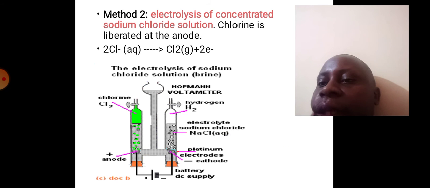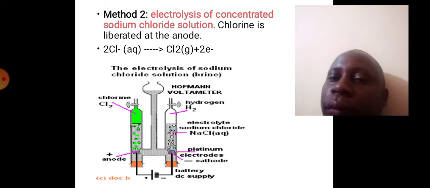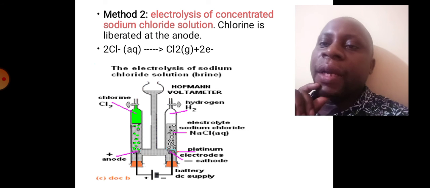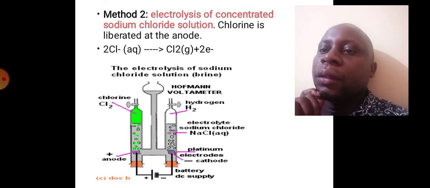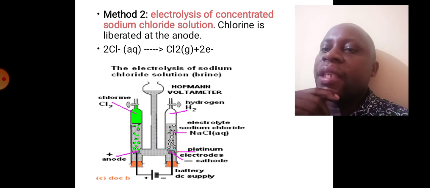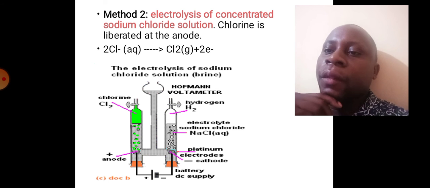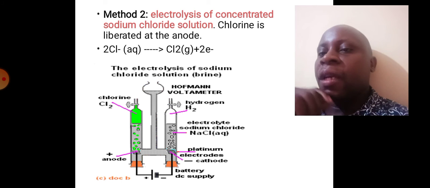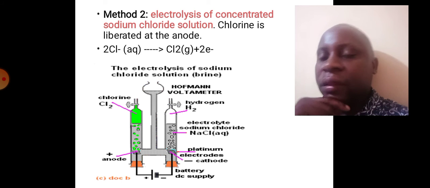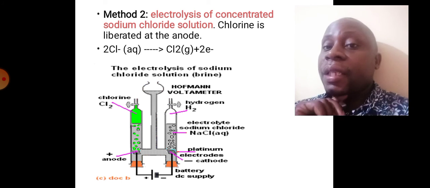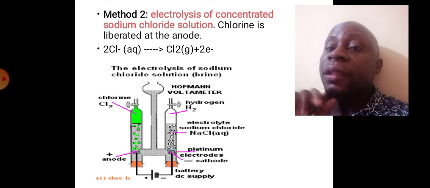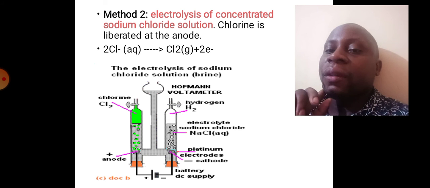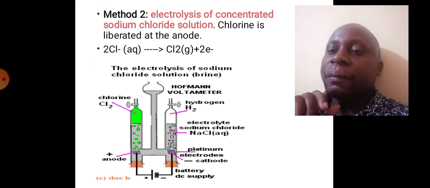Good. Now, method 2 that we use to prepare chlorine in the lab is electrolysis of concentrated sodium chloride solution. This is what we call brine. You remember brine during Solvay process? We said that when you add sodium chloride until no more can dissolve, it forms concentrated sodium chloride solution. That is what we call brine.